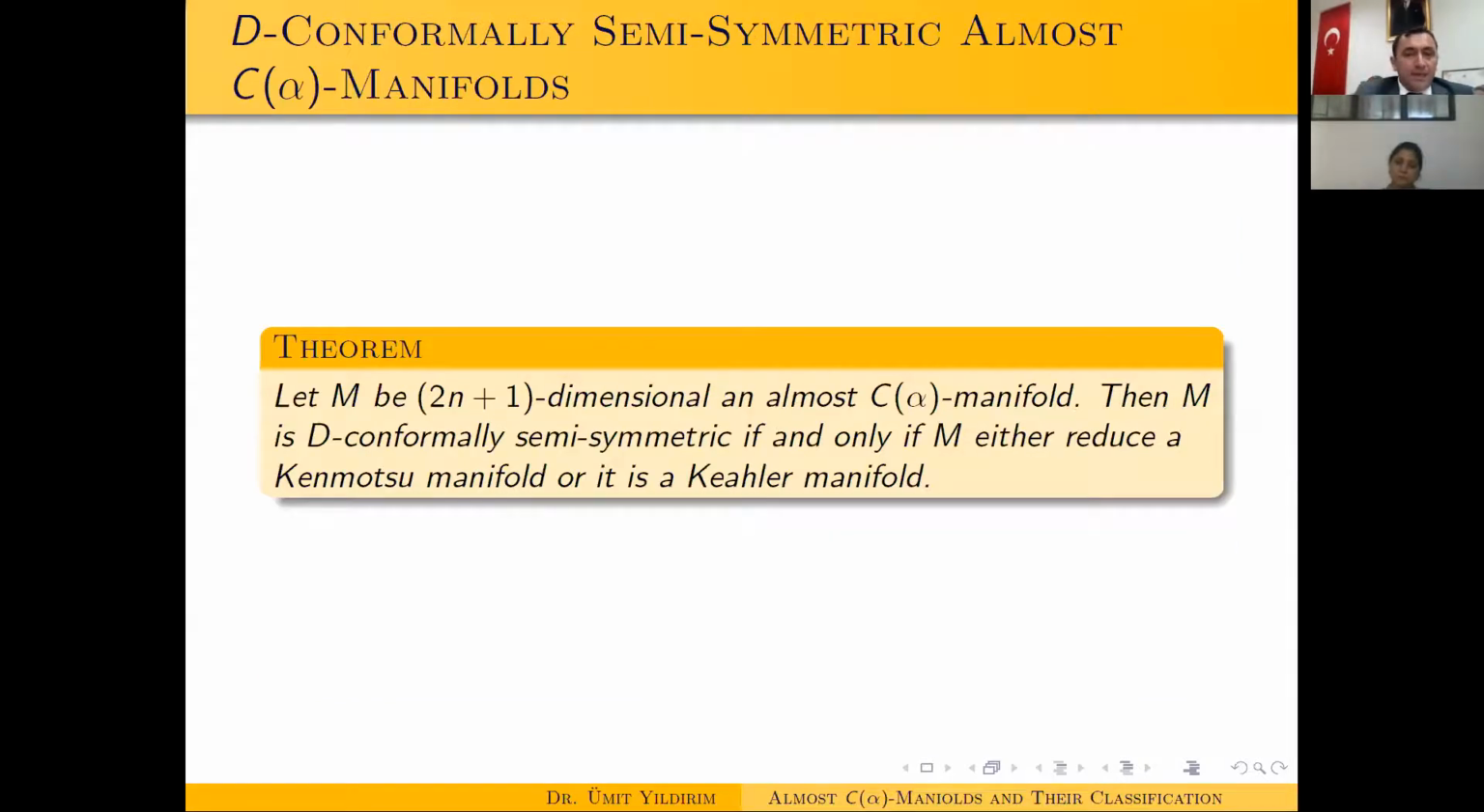Let M be a 2n+1 dimensional almost C alpha manifold, then M is D-conformally semi-symmetric if and only if M either reduces to a Kenmotsu manifold or it is a Kaehler manifold. This is a very important theorem: C alpha manifolds reduce to Kenmotsu manifolds or Kaehler manifolds.